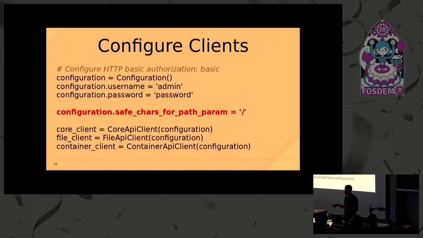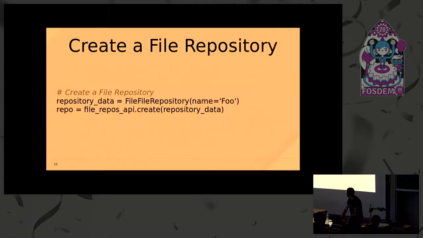No matter what language you're using for interacting with Pulp, the bindings that will get generated will need to be configured with a setting of safe chars for path param, and it needs to be set to a /. The main ID that we use in Pulp 3 for referencing any of the objects contains /, and we do not want those /s to get URL encoded. So this is what this setting tells it.